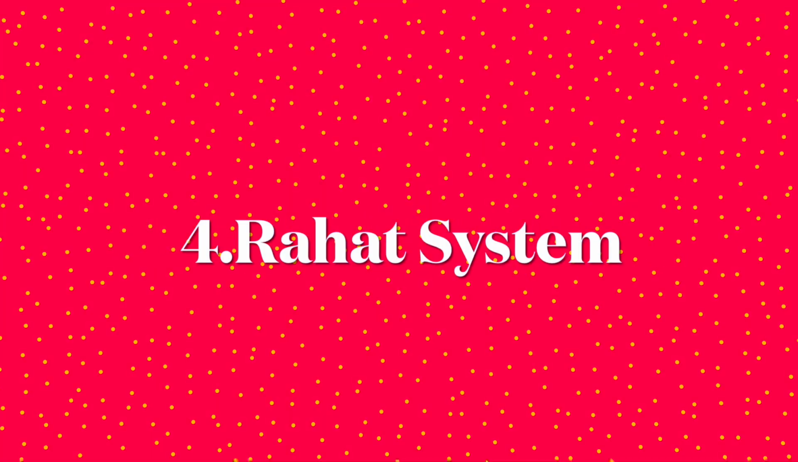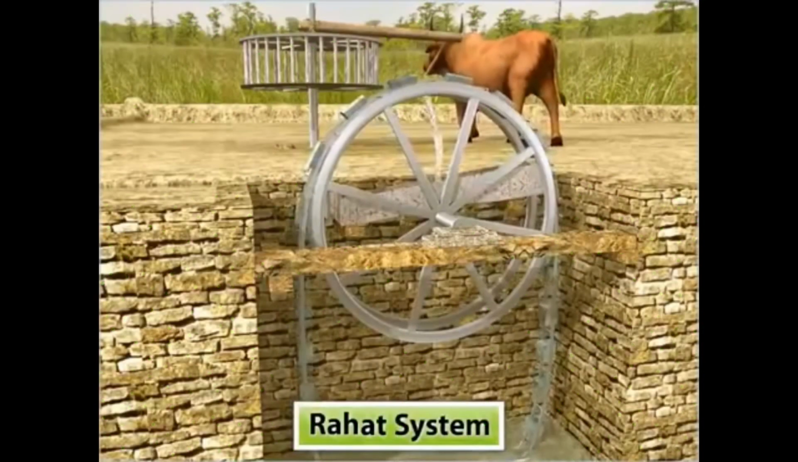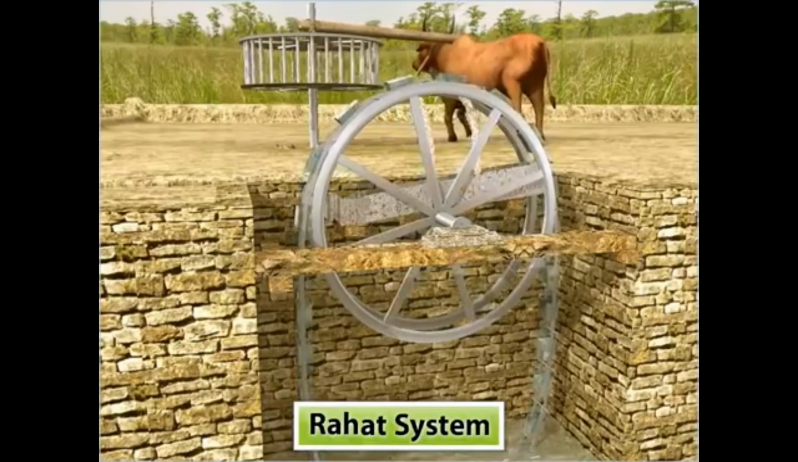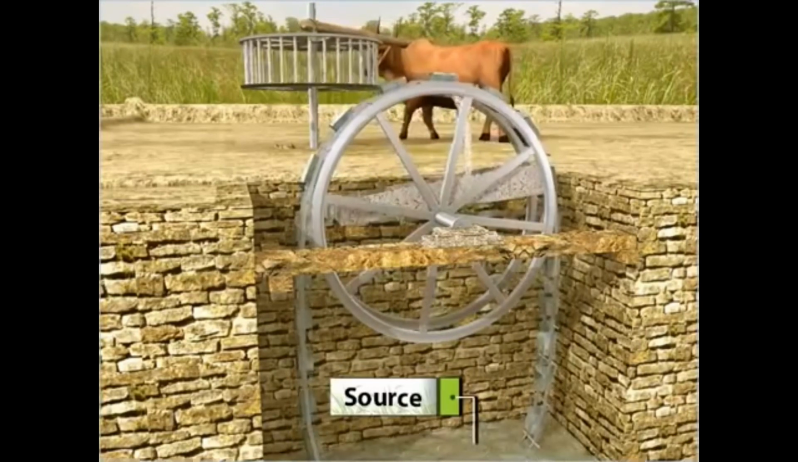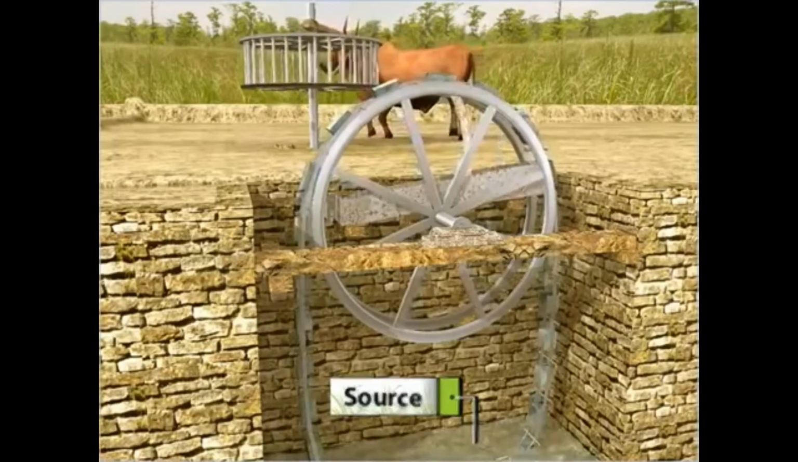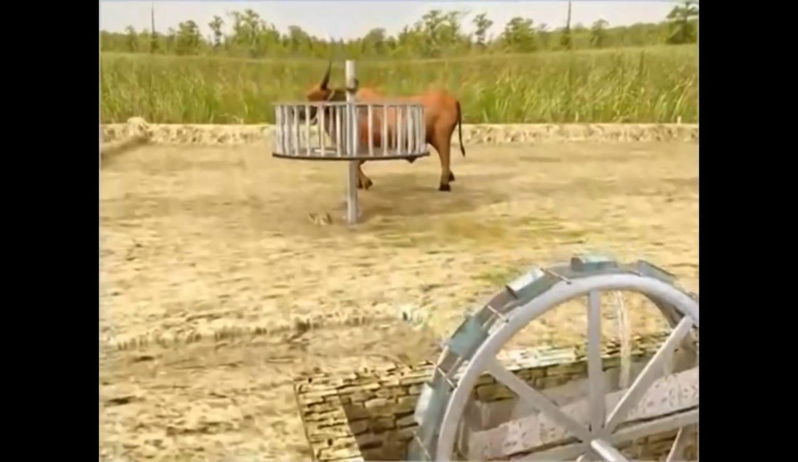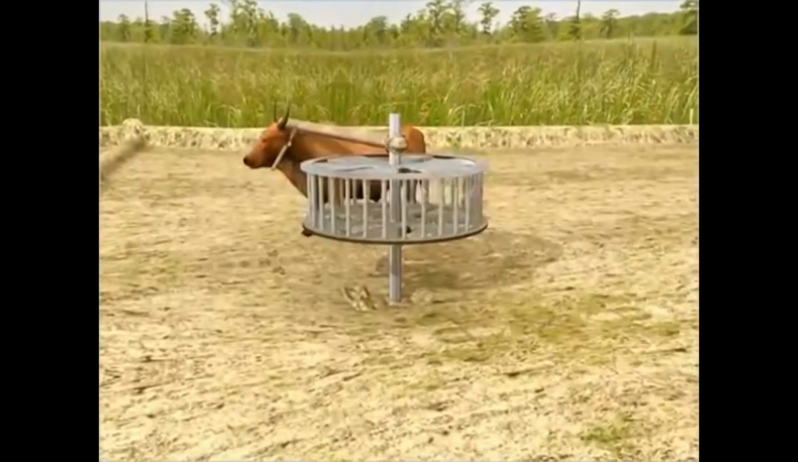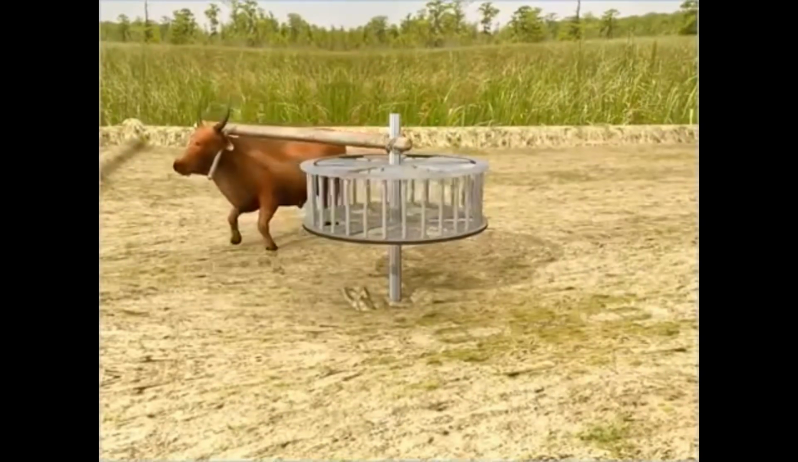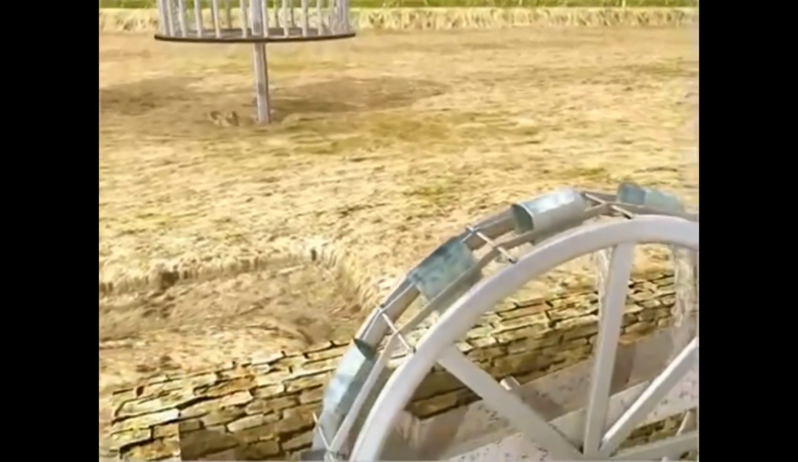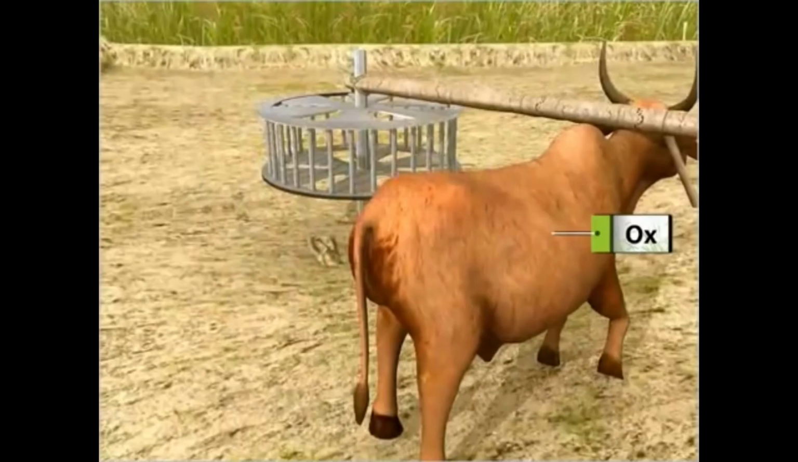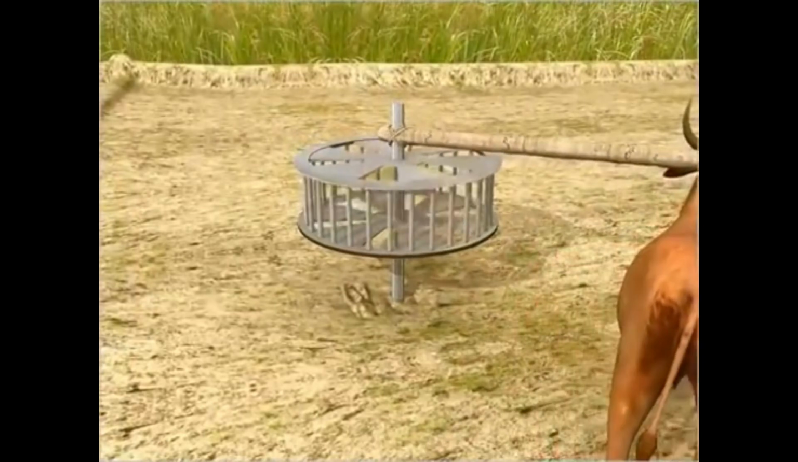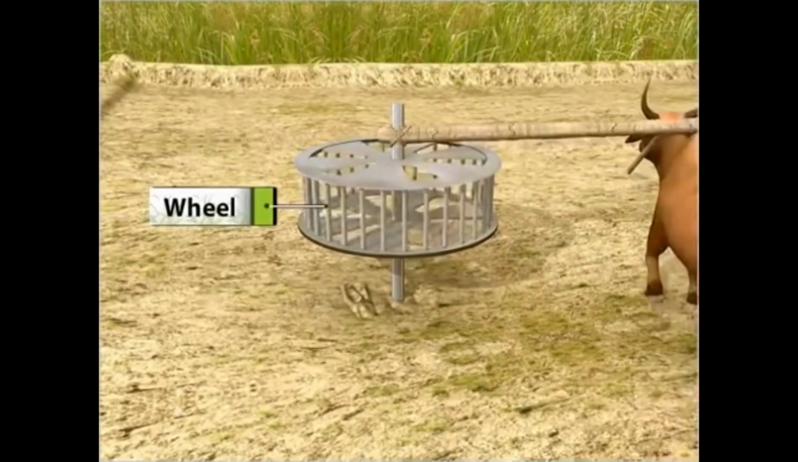Next is Rahat system. In this system, there are 2 wheels. One is placed vertically over a water source, preferably an open well, and the second wheel is present at a distance, placed horizontally. The 2 wheels are connected with each other. On the first wheel, the vertical wheel, there is a belt of buckets. An animal like an ox or buffalo is tied with the horizontal wheel.